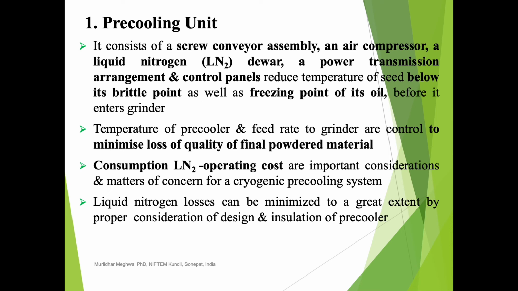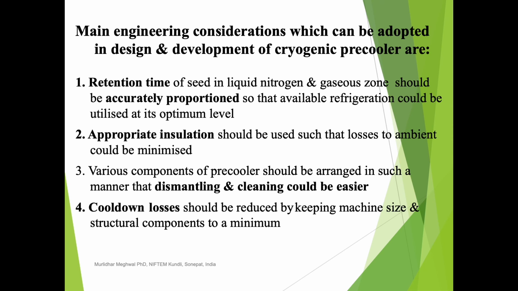It reduces the temperature of the spice below its brittle point as well as the freezing point of its oil before it enters the grinder. The temperature of the pre-cooler and feed rates to the grinder are controlled to minimize loss of quality of the final powder material. Consumption of liquid nitrogen and operation costs are important considerations and matters of concern for a cryogenic pre-cooling system. Liquid nitrogen loss can be minimized to a greater extent by proper consideration of the design and insulation of the pre-cooler.